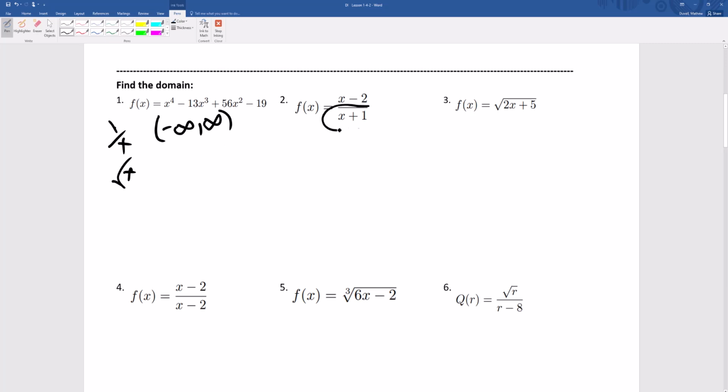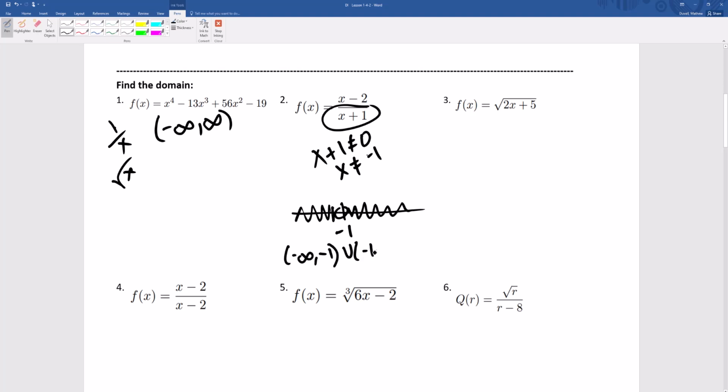For this one, I have an x in the denominator. So I say it can't equal 0. Solve for it. Let's put that on the number line. Didn't say it can't be anything else. So that's going to be from negative infinity to negative 1, from negative 1 to infinity.